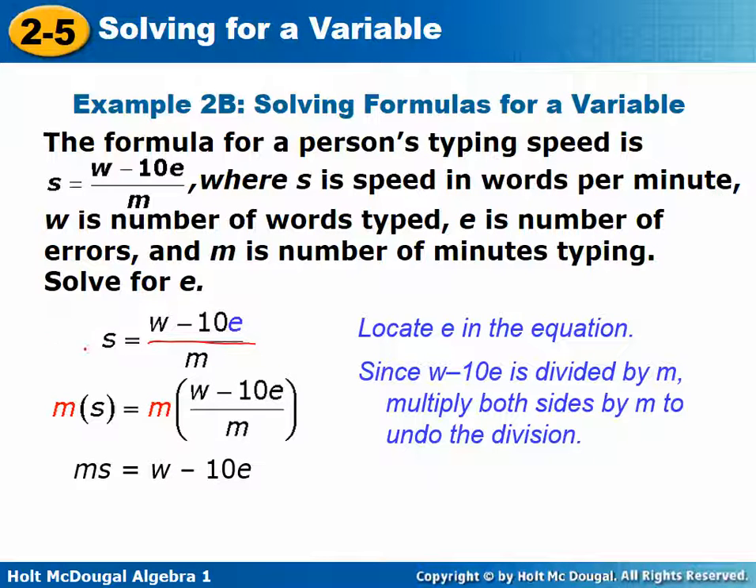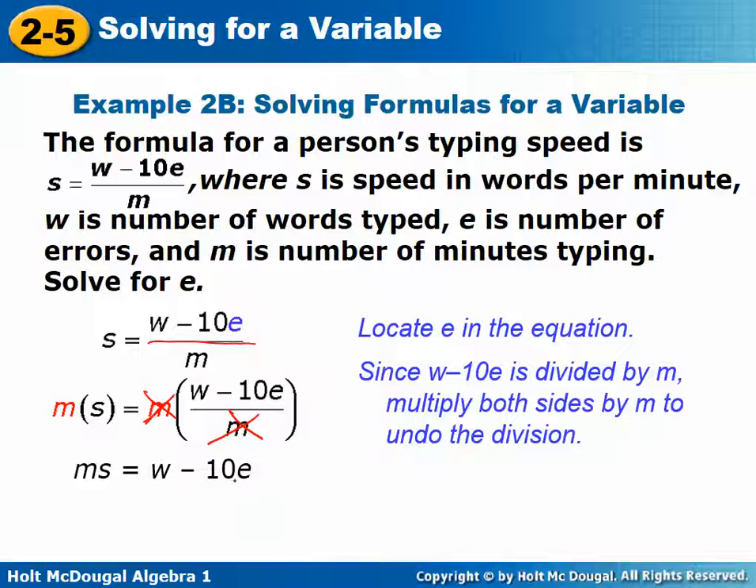When you multiply both sides by m, it doesn't change any of the numbers, but now we have ms over here. M times s is ms. On the other side, the multiplying by m cancels with the dividing by m, and you're just left with what's inside the parentheses, the w minus 10e. You do not distribute the m through here. You don't multiply m times w and m times 10e, because it cancels because you had one in the numerator and one in the denominator.